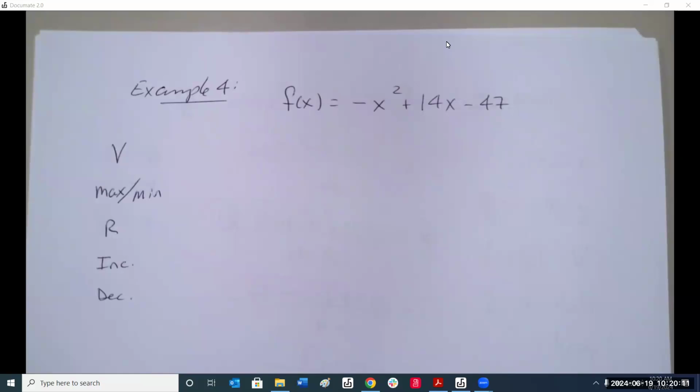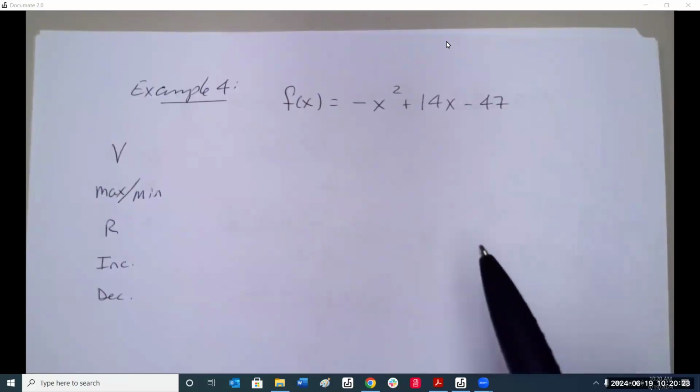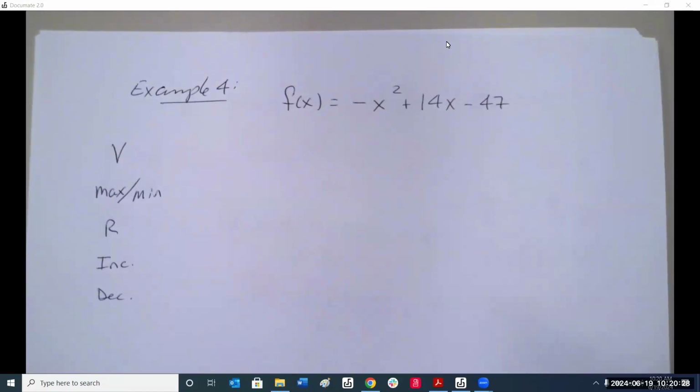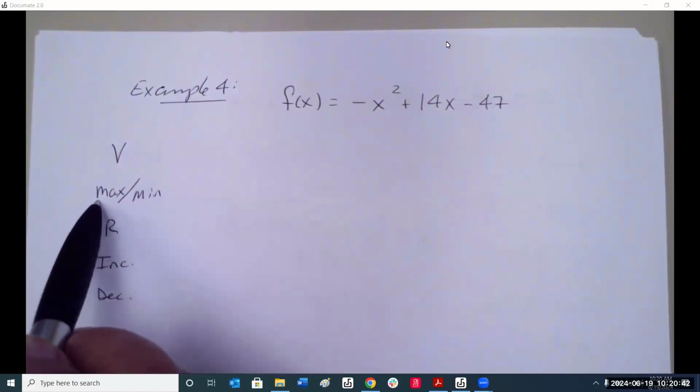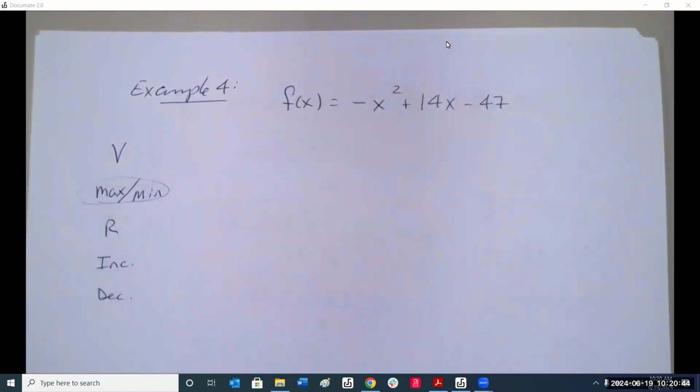So which one of these can we do without doing any work right now? Range. No. You can't do the range because why? We know it's a parabola, right? The range is the y values. We have to know where it stops. The domain is everything, but the range starts and stops at a beginning point. The only thing we can determine right now is if we have a max or a min.